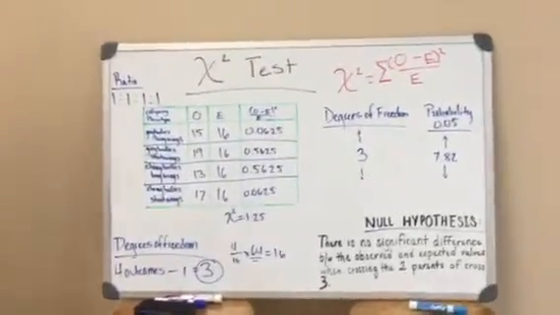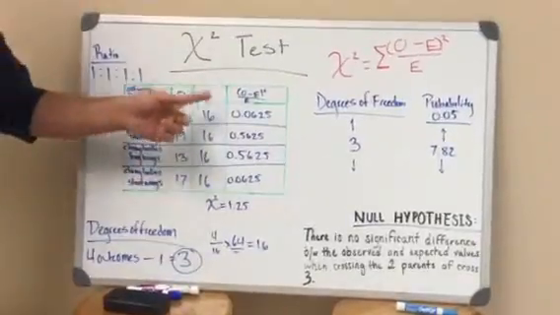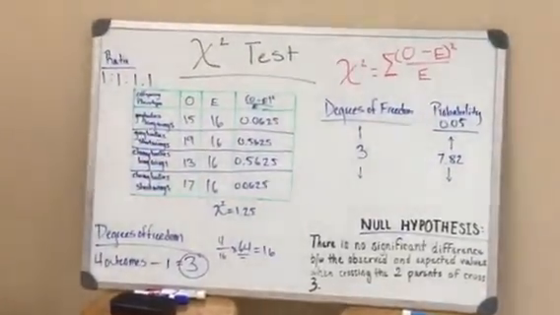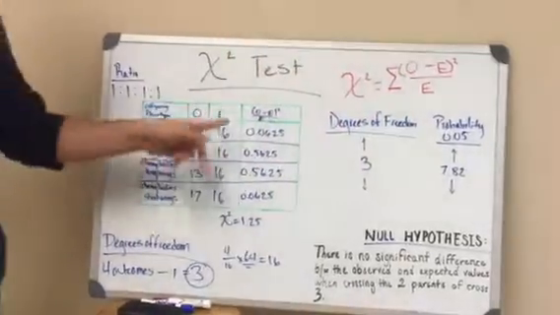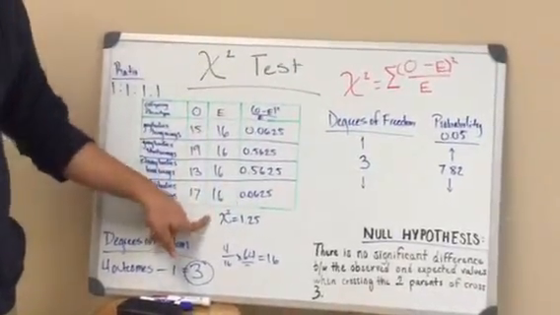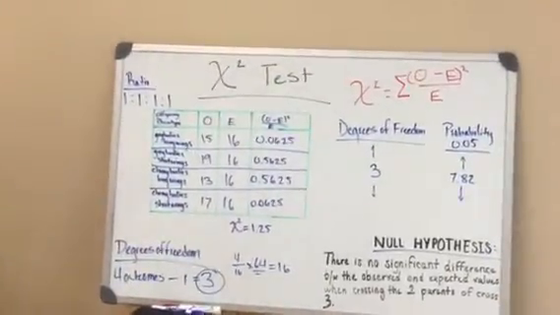So then we have our O minus E squared over E. So we plug in numbers and we get all these different types of values. So what's going to happen is that because our equation says the sum of, we're going to have to add all these, and we're going to get our chi-squared value of 1.25. So now once we have our chi-squared value, what are we going to do with this?